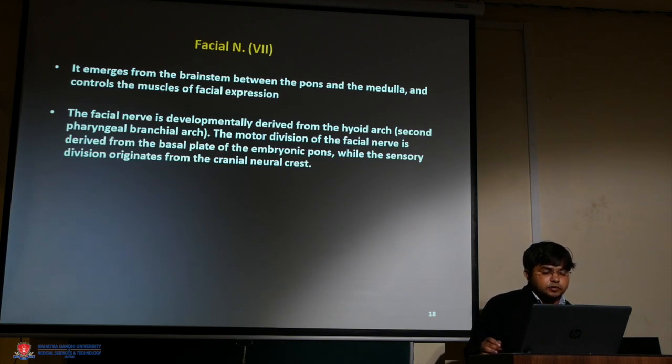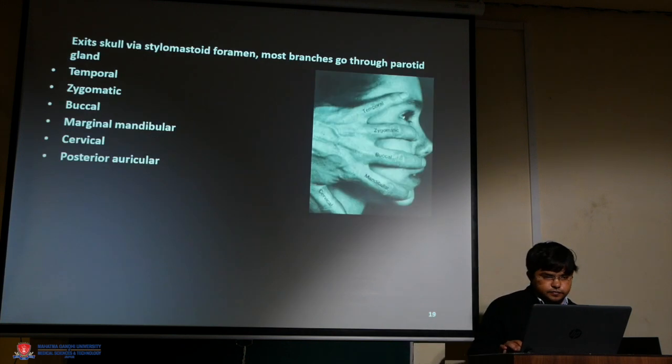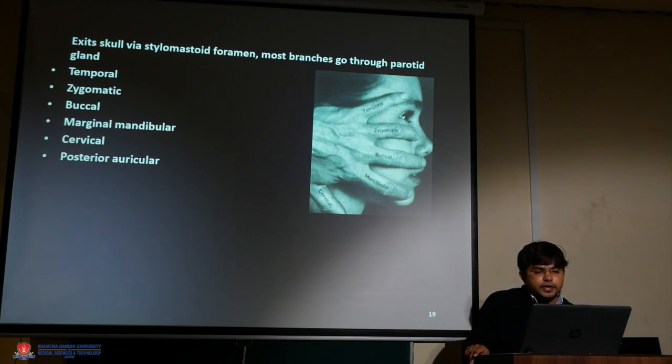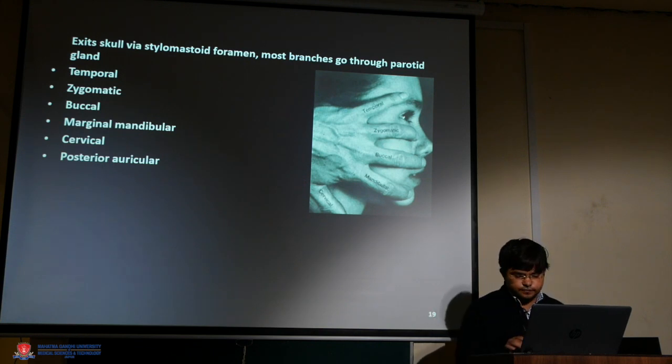The motor division of the facial nerve is derived from the basal plate of the embryonic pons, while the sensory division originates from the cranial crest. The facial nerve exits from the stylomastoid foramen, which is further divided into five branches: temporal, zygomatic, buccal, marginal, cervical, and the posterior group from the parotid gland.